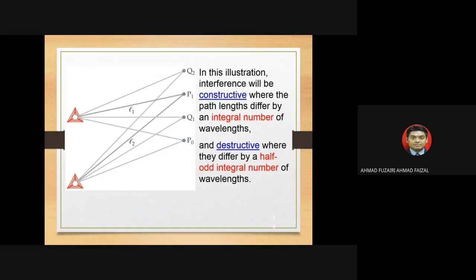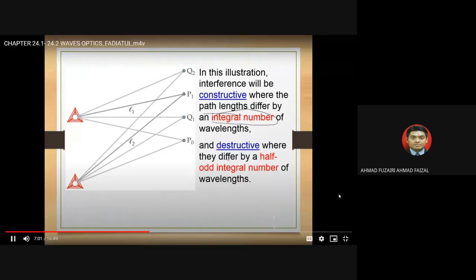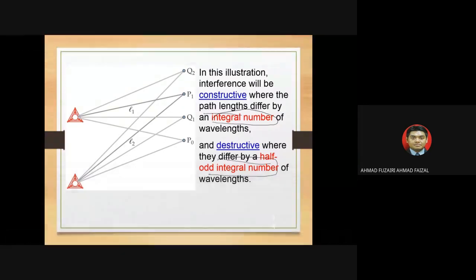As a conclusion for the interference patterns, interference will be constructive where the path lengths differ by an integral number of wavelengths, while destructive interference happens where they differ by a half-odd integral number of wavelengths.